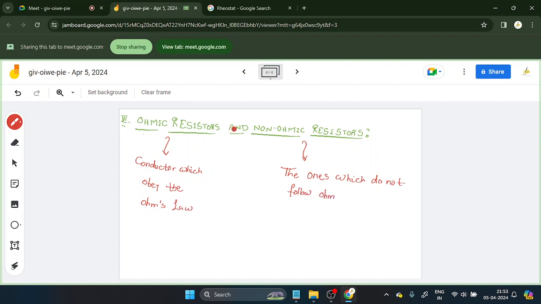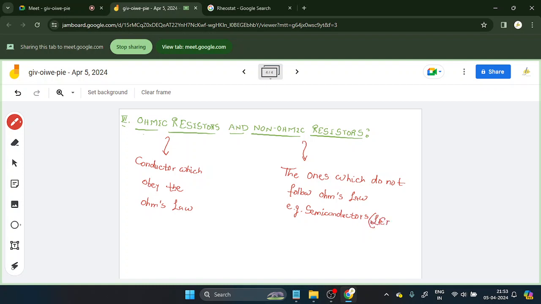What is the example? Examples are most of the semiconductors. If you plot the VI graph, voltage and current graph, in semiconductors, there are different kinds of semiconductors. The voltage and current graph is going to be very unique. I will show you how it looks. In a similar way, this is for semiconductors, and the types include semiconductors.